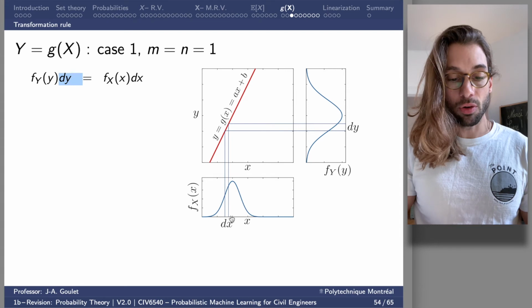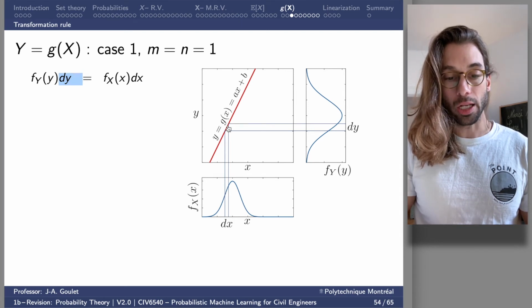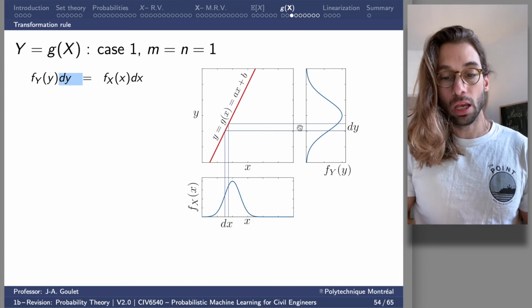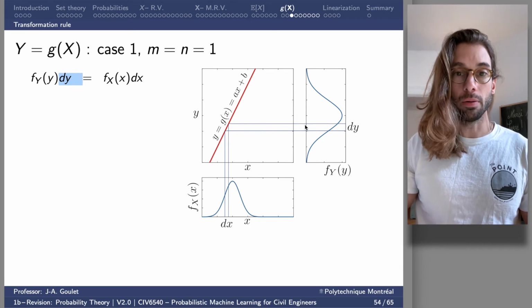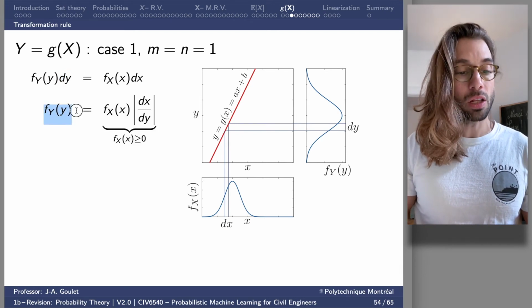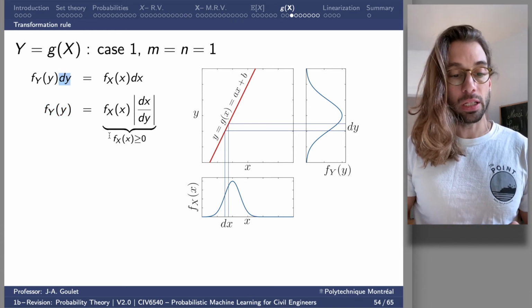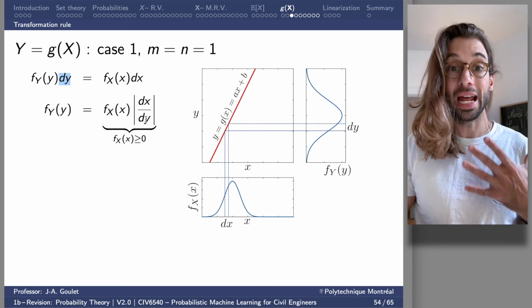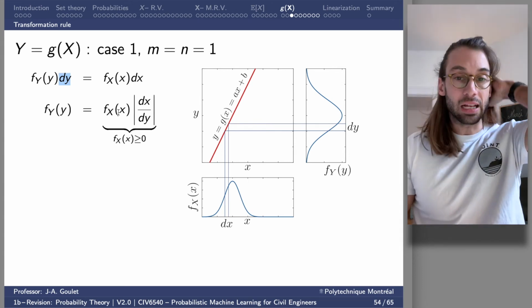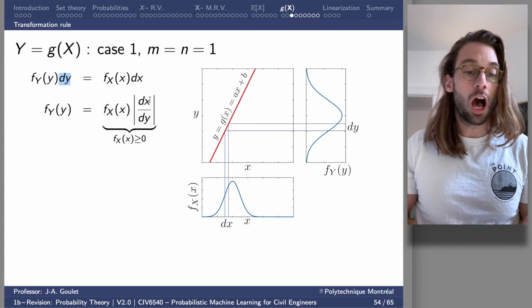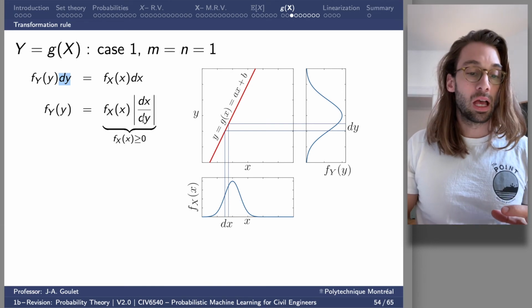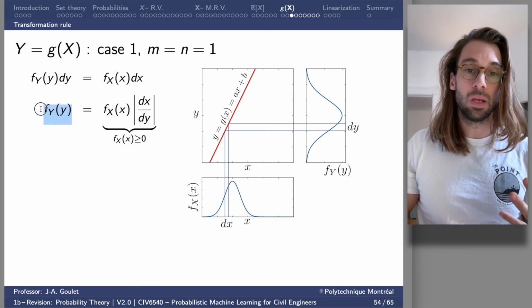So we have my sliver dx for my PDF of x. This is my function y equals ax plus b. If I project that sliver through the function onto my space, I have my neighborhood dy here. So if I want to isolate my PDF for y, I can send that dy dx to the other side of the equality, so that I can say that f of x times the absolute value of dx/dy is going to be equal to that PDF for y.